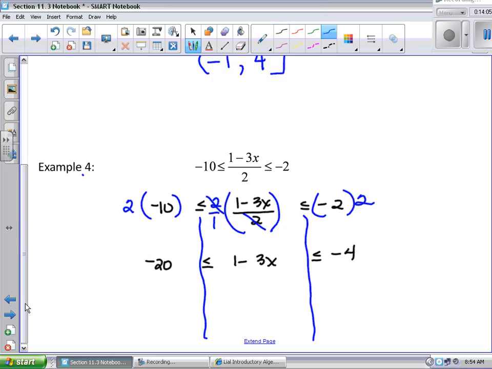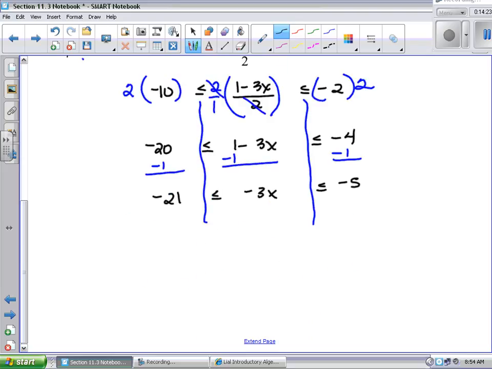Use your addition property first. I need to move the 1 out from the middle, so I'm going to subtract 1. Do it on the right and on the left, and I get negative 21 is less than or equal to negative 3x is less than or equal to negative 5. Still need to get that x by itself in the middle, so my multiplication property says I can divide everything by negative 3. When I divide everything by negative 3, I'm dividing by a negative, so I have to change the direction of my inequality signs.